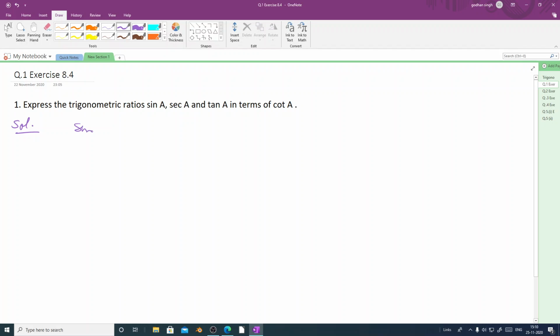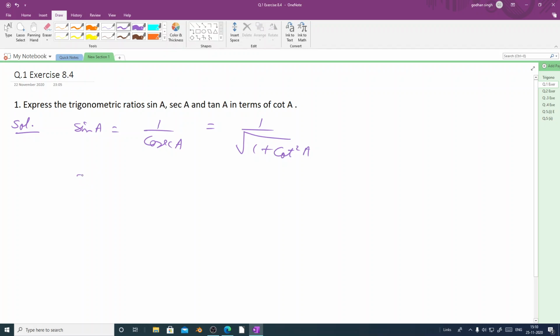Now sin A can be written as 1 by cosec A, and we have seen that 1 plus cot square theta is cosec square theta. So this can be written as equal to 1 over root of 1 plus cot square A. Why? Because 1 plus cot square A is cosec square A, and if we take the root of that, we will get cosec A. So we have written sin A in terms of cot A. So first part is complete.